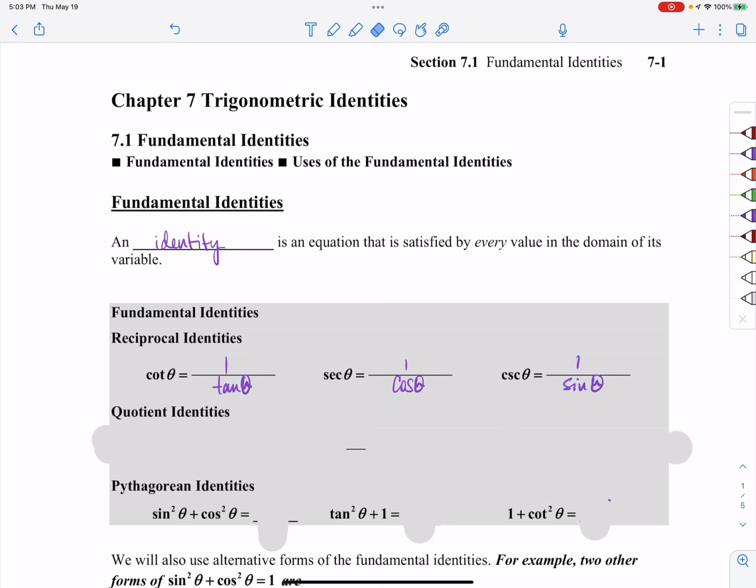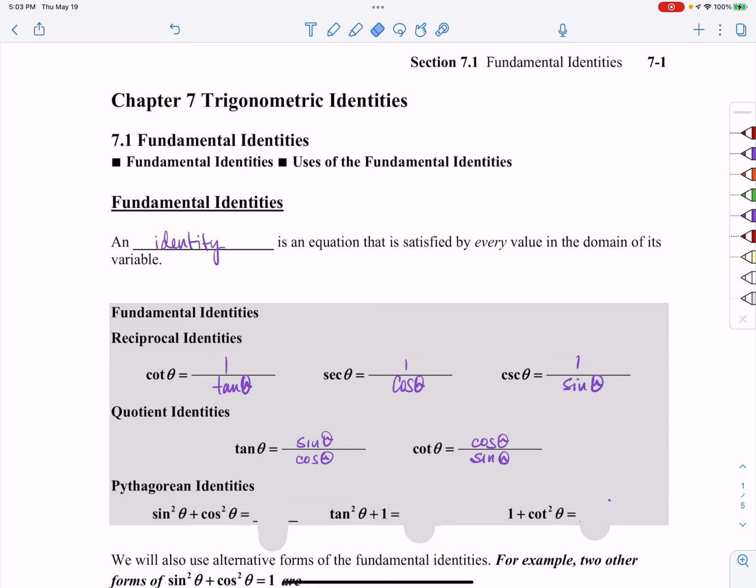Quotient identities are where a specific trig function is equal to a fraction, is equal to a quotient. So we know that tangent of theta is equal to sine theta divided by cosine theta. And we know that tangent and cotangent are reciprocals of each other, so it's not a surprise that cotangent of theta is equal to cosine theta divided by sine theta.